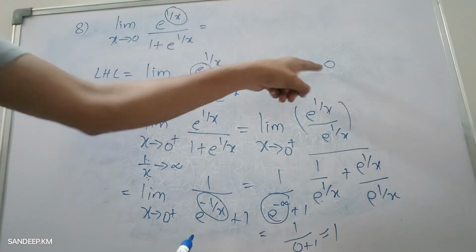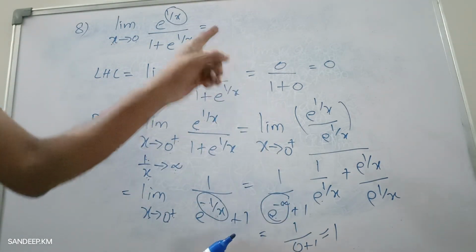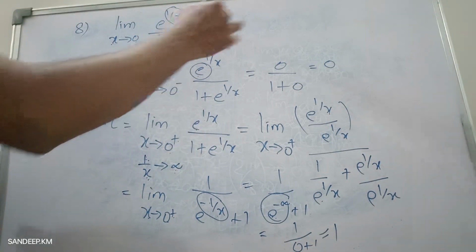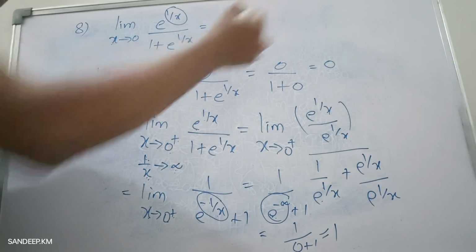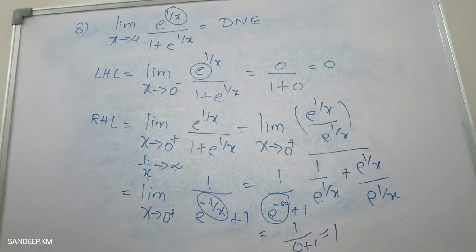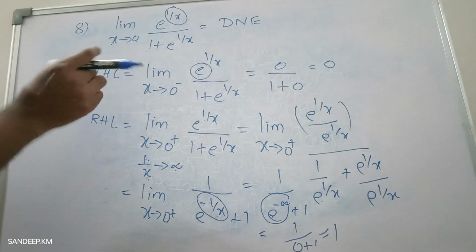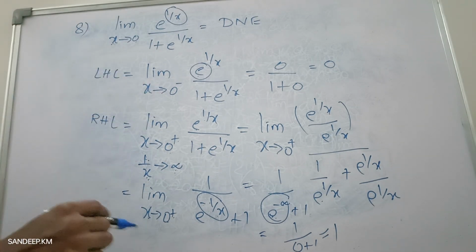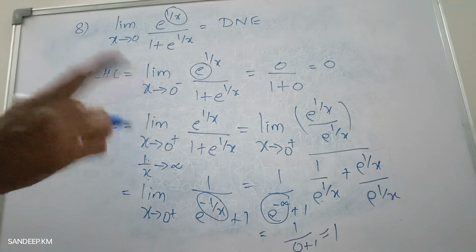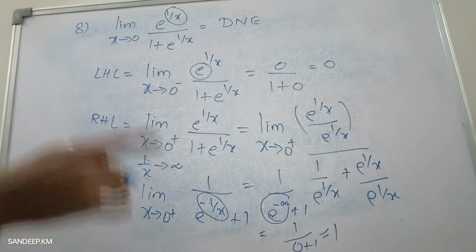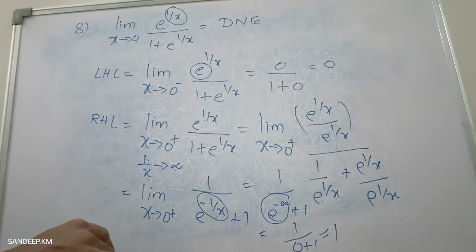Left hand limit is 0. Right hand limit is 1. LHL is not equal to RHL. Therefore, limit of this particular function does not exist. You will get more clarity about the way I solved here in the next question. In the next question also it is the same thing, dear students. 8th question and 9th question are very, very important. Keep this in mind.